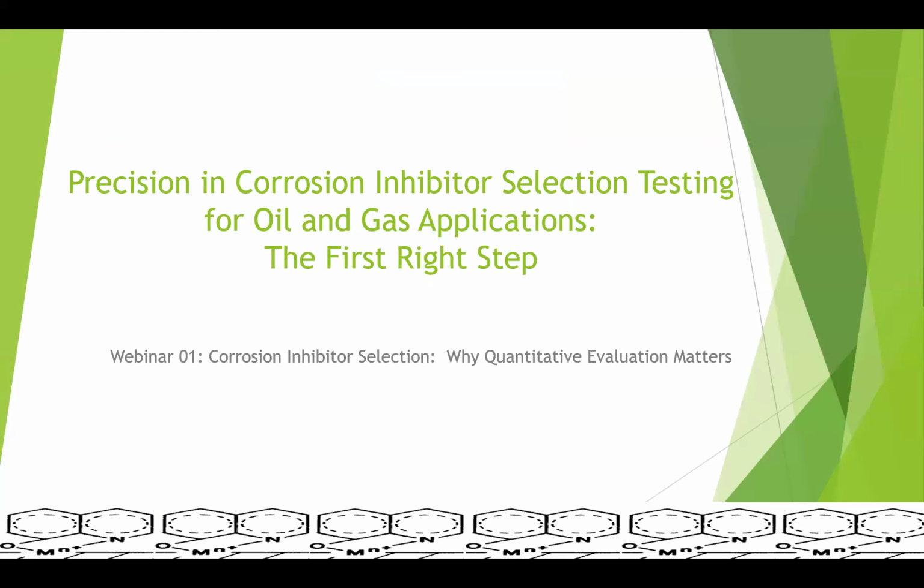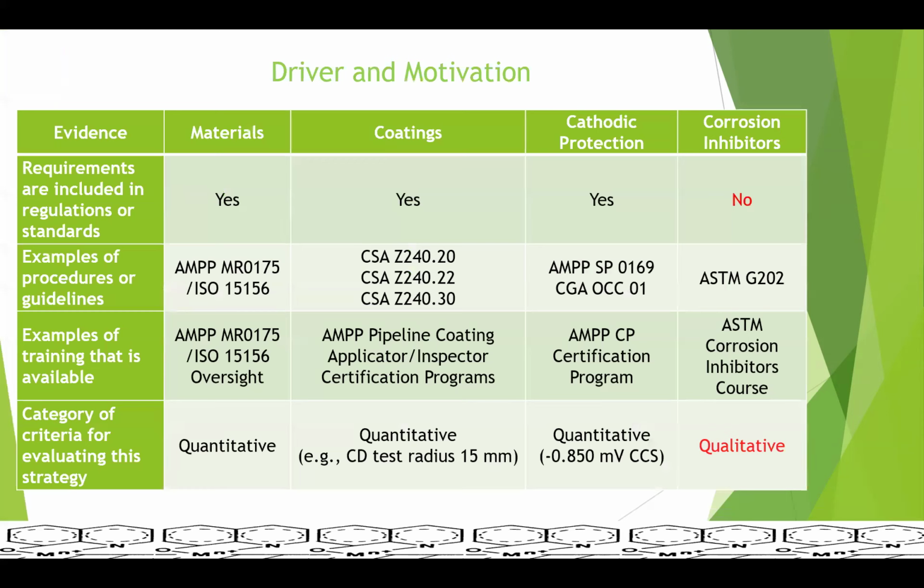Whether somebody is interested in the JIP or not, as an industry, we should be aware of the importance of precision as the first right step in corrosion inhibitor selection testing. And the webinar series is focused on emphasizing the importance of precision in lab testing. Why is that important?